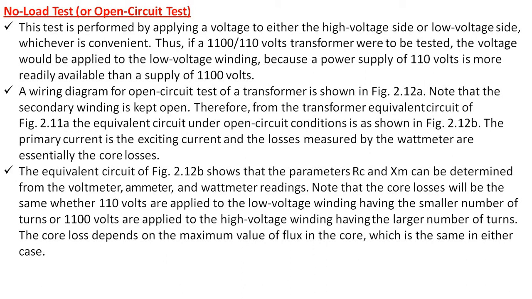Note that the core losses will be the same whether 110 volts are applied to the low voltage winding having a smaller number of turns, or 1100 volts are applied to the high voltage winding having a large number of turns. The core losses depend on the maximum value of flux in the core, which is the same in either case.